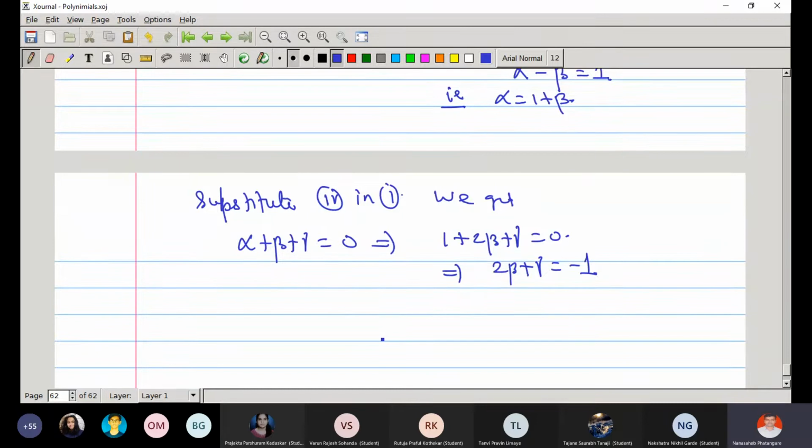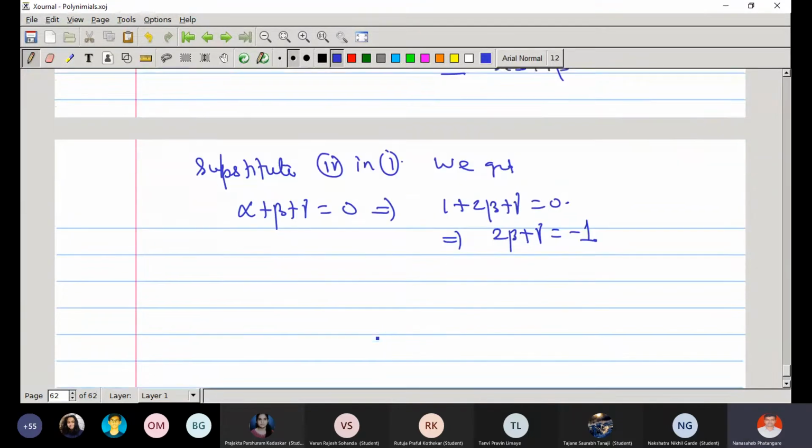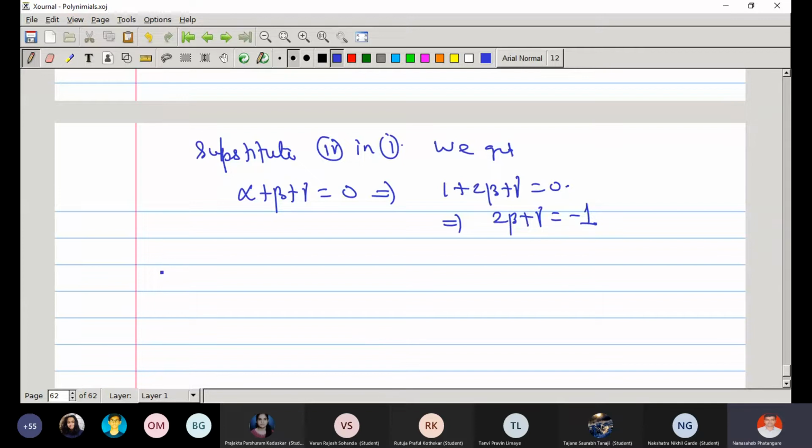Okay, now substitute the second expression. What is the second expression? Alpha beta plus beta gamma plus alpha gamma is minus 49 by 4.